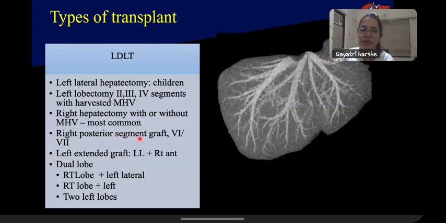Then right posterior sectionectomy graft, that is only segments 5, 7 and 6 will be taken, but it is very rarely used. And then left extended graft, that is left lobe with the right anterior section will be taken, so that is also rarely done.